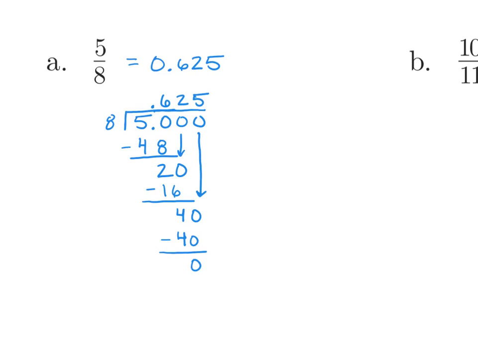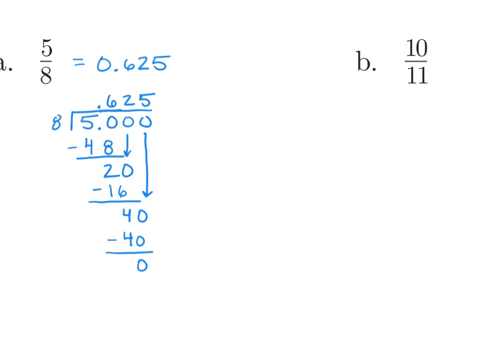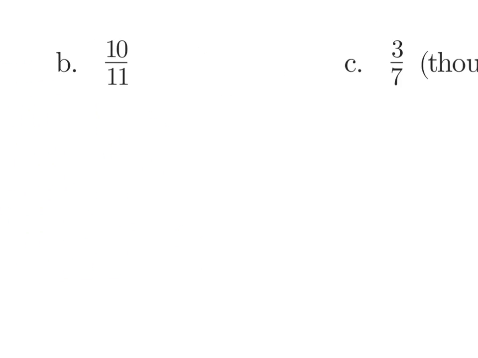All right, so this is an example of a terminating decimal. Let's look at a couple other ones. Let's look at B. In B, we have 10 over 11, and I want to write this as a decimal. So I'm going to start by putting 10 inside the division and 11 outside. I'm also going to go ahead and add a decimal point and a 0.